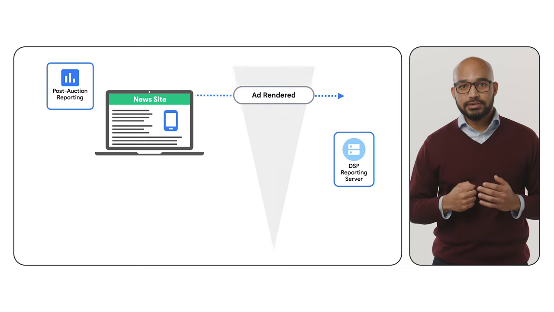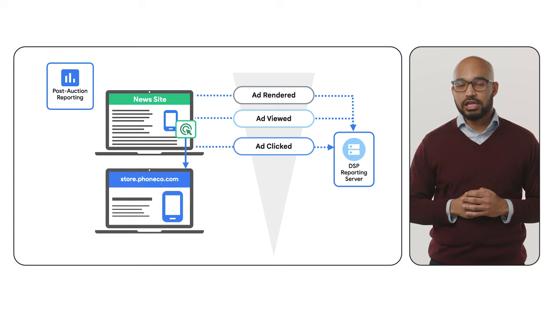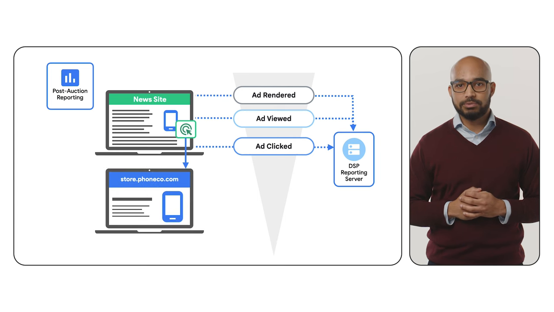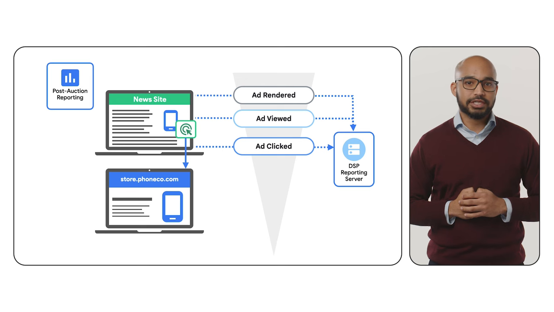So the ad gets rendered, and you get reporting on that. But you can also capture when the ad is viewed, even using any custom viewability requirements you might have. And you can also capture when the ad is clicked. At this point, the user navigates away from the publisher site, but attribution requires looking at post-ad engagement metrics. Using the attribution reporting API, that's also possible.